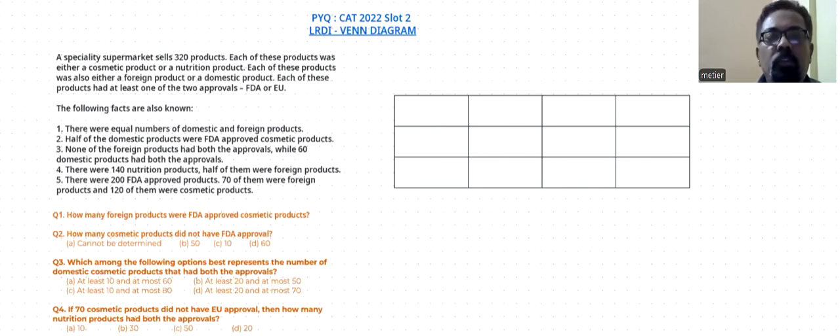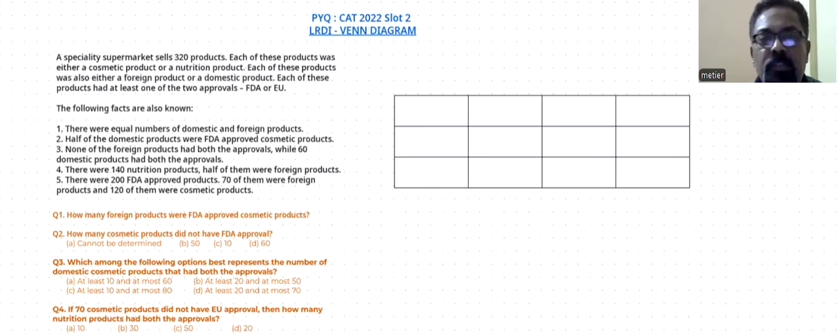Our topic today will be LRDI Venn Diagram based problems. We have picked up a set from a previous year CAT paper, CAT 2022 slot 2. The reason behind picking this set is that it does not follow the conventional trend of Venn diagrams that we usually face in our different exams. In recent times, we used to face 3-set or 4-set Venn diagrams.